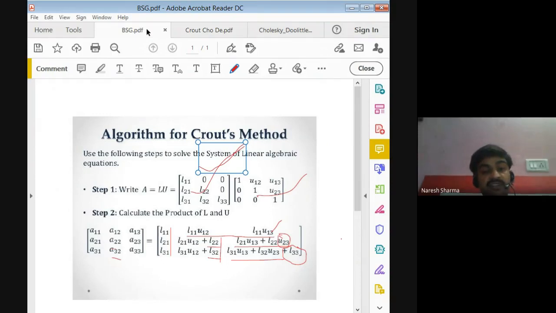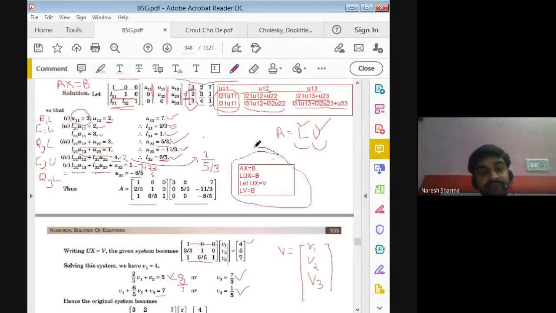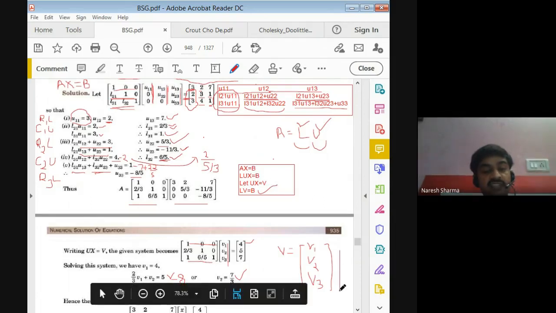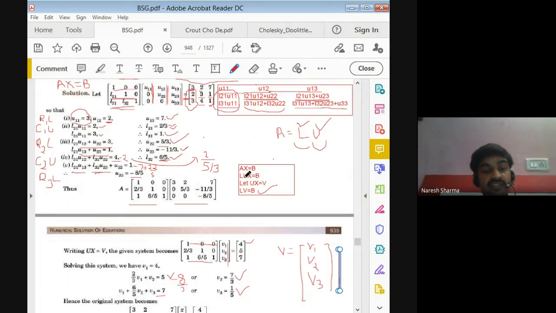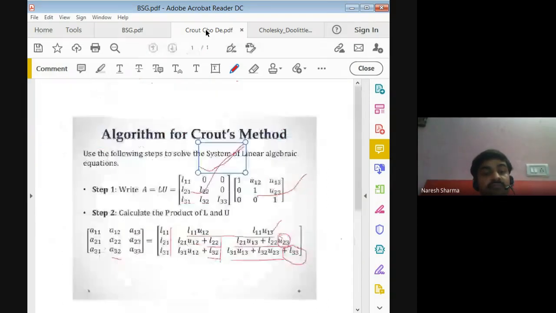After that, your step is the same as we have used here. Your matrix system AX is equal to B. This A can be written as LUX is equal to B, and then we assume UX is equal to V, where V is V1, V2, V3. Now this UX we substitute here as V, so LV is equal to B. From this we get the value of V, and that value we just put in this matrix, which gives you the solution X. So this is your Crout method.